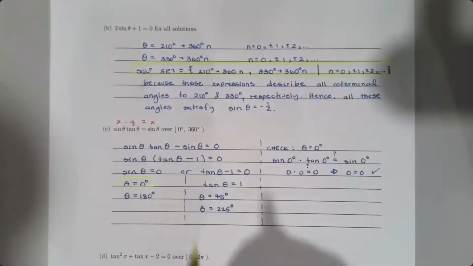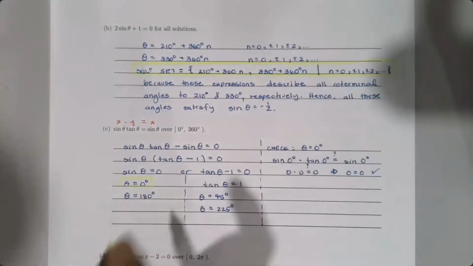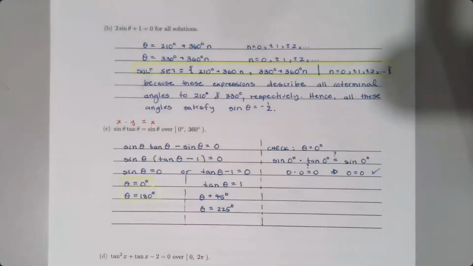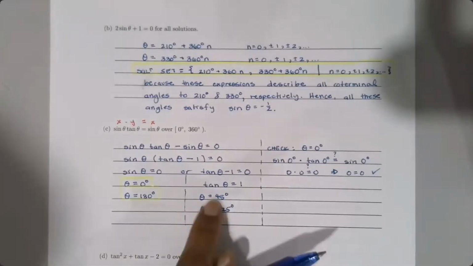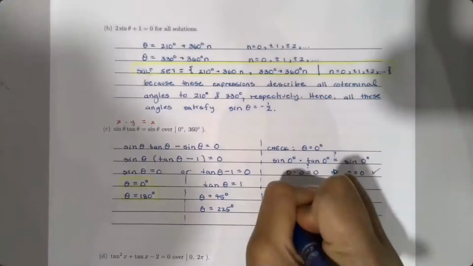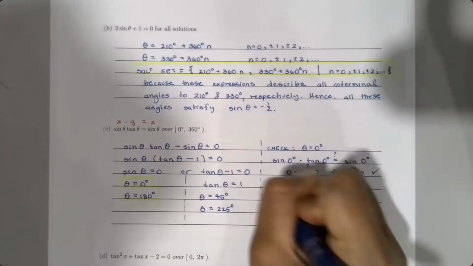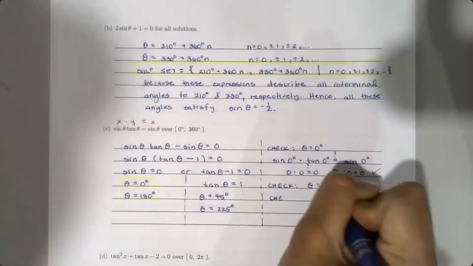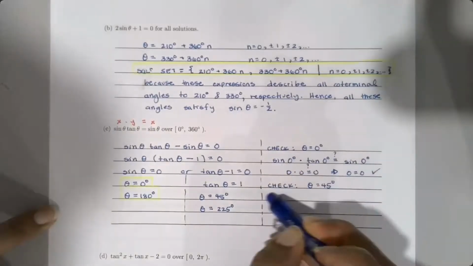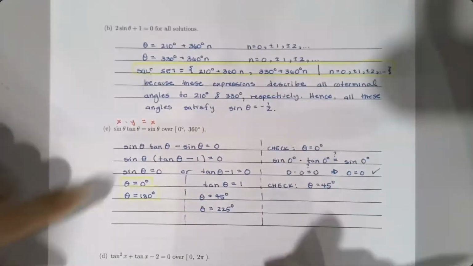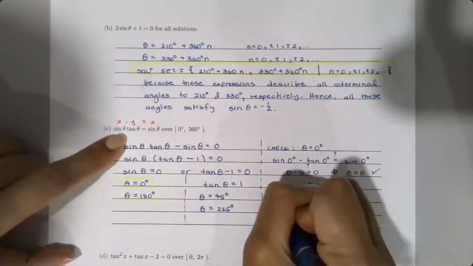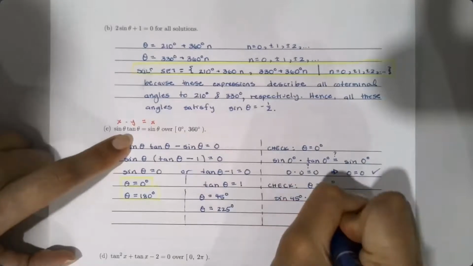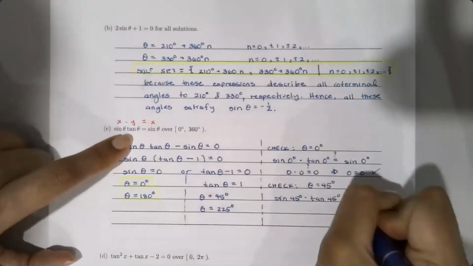You can do the same work for 180. I won't do it for the sake of time, but we'll see that 180 is also correct. Let's check 45 degrees. I guess I'll do it here. Check. Theta equals 45. And we'll plug it in. Is it true that sine of 45 degrees times tangent of 45 degrees is equal to sine of 45 degrees?